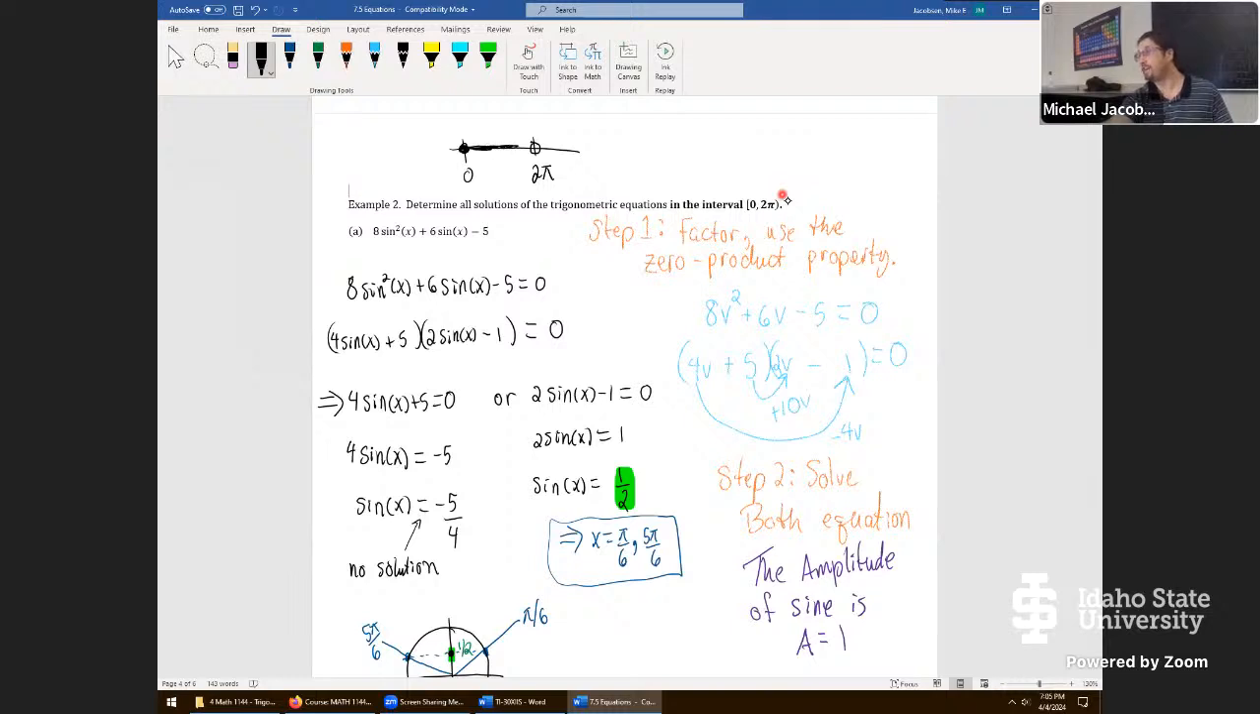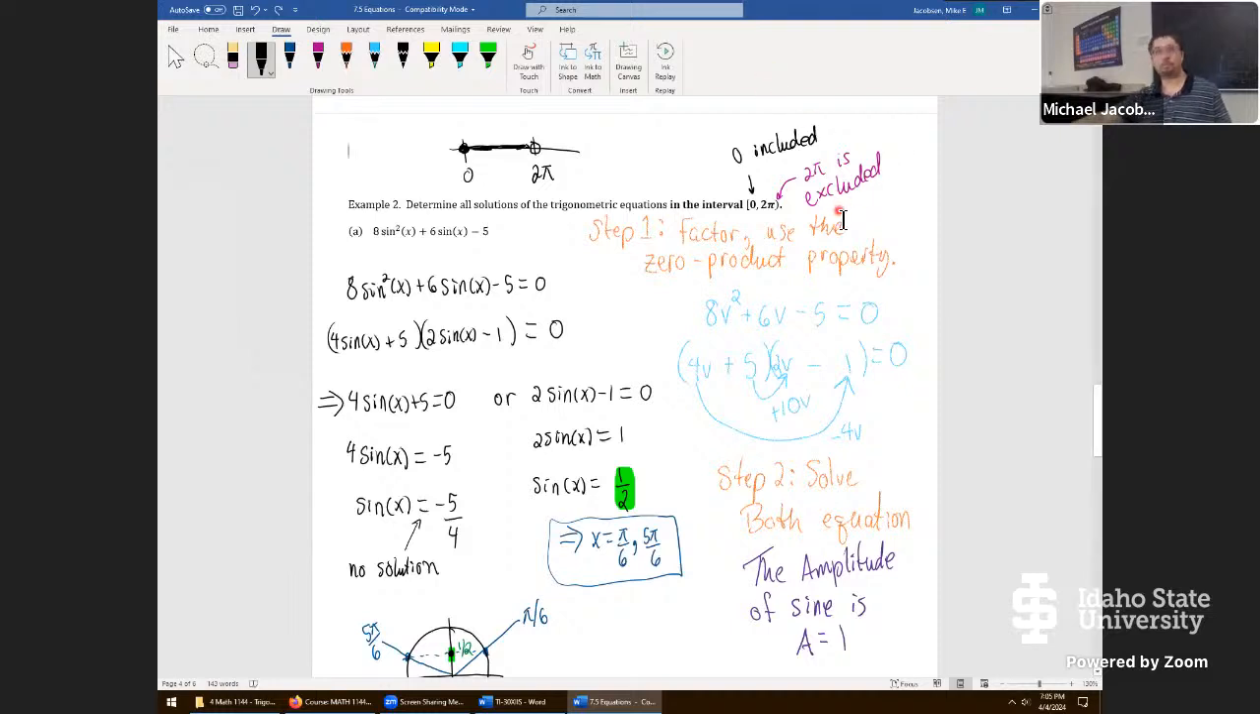The shading would go this way. All numbers between 0 and 2 pi, 0 included, but the 2 pi, only because of the parenthesis right here, 2 pi is excluded. So if that was a bracket though, we would include it, absolutely. We'd have to fill in that point right there if there was a bracket. Oh, thank you. You betcha.